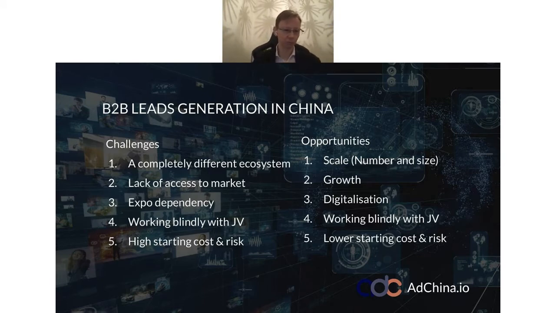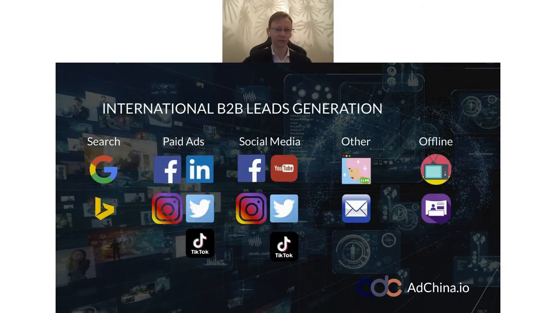Now, when it comes to B2B lead generation in China, it is a little bit different than in the rest of the world. For example, one major challenge is that it has a completely different ecosystem. Here is what international B2B lead generation looks like. You have Google, Bing, paid ads on maybe Facebook, LinkedIn, Twitter, around social media. Under other, we have influencers, email, offline TV, and also in-person events, expos, industry gatherings.